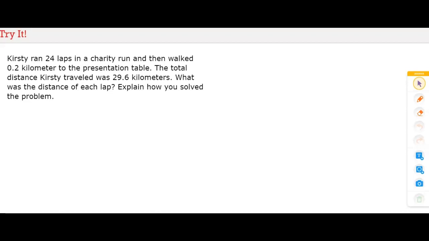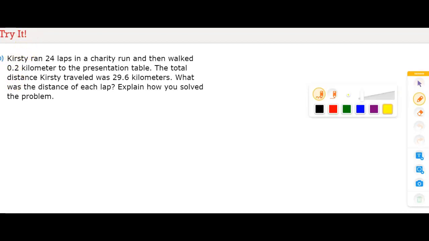Kirsty ran 24 laps in a charity run and then walked 2/10 kilometer to the presentation table. The total distance Kirsty traveled was 29 6/10 kilometers. What was the distance of each lap? Explain how you solved the problem.